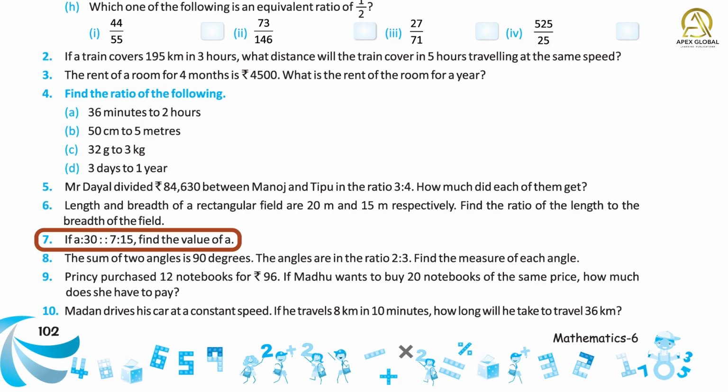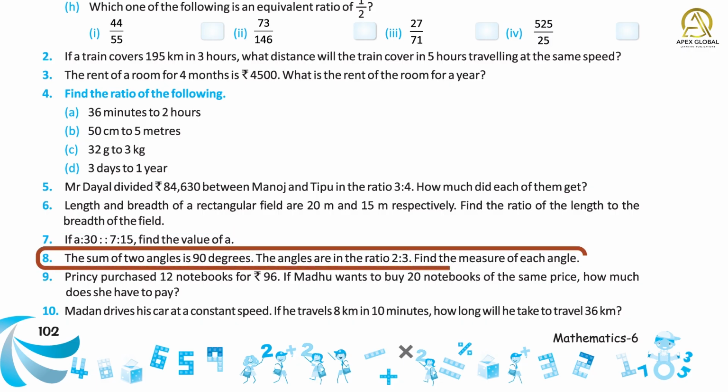Question 7. If A:30 is to 7:15, find the value of A. Solution: A equals 14. Question 8. The sum of two angles is 90 degrees. The angles are in the ratio 2:3. Find the measure of each angle. Solution: 36 degrees, 54 degrees.